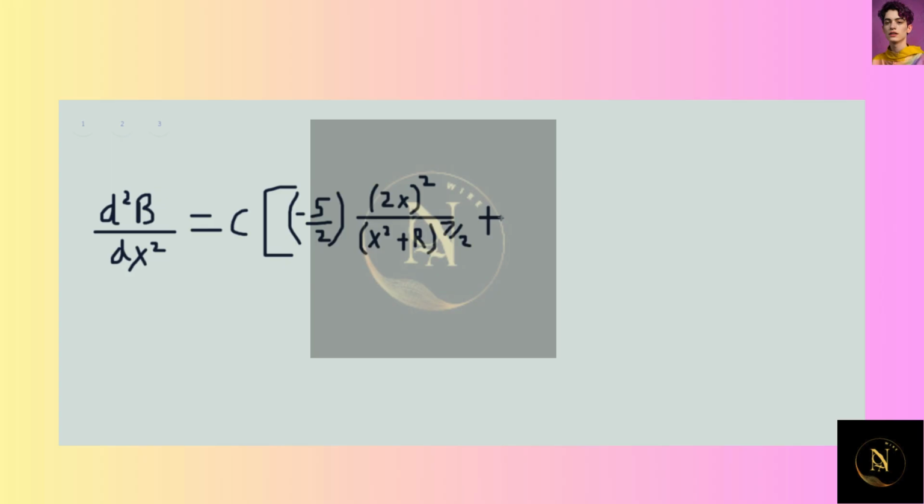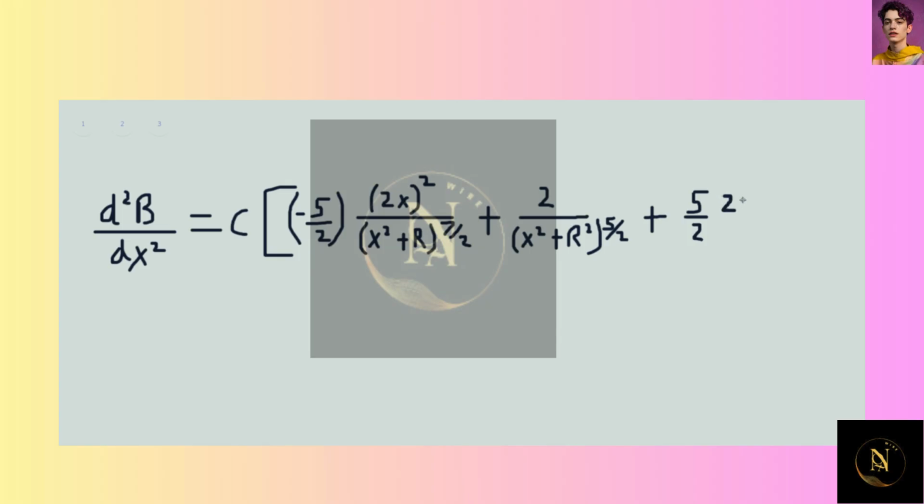Plus, now we need to take the derivative of what was on top, and it was 2x. So that just becomes 2 divided by (x squared plus r squared) to the 5/2. So that was all from the first term using the chain rule and the product rule. The second term, now we have plus. Before we had a negative value here.